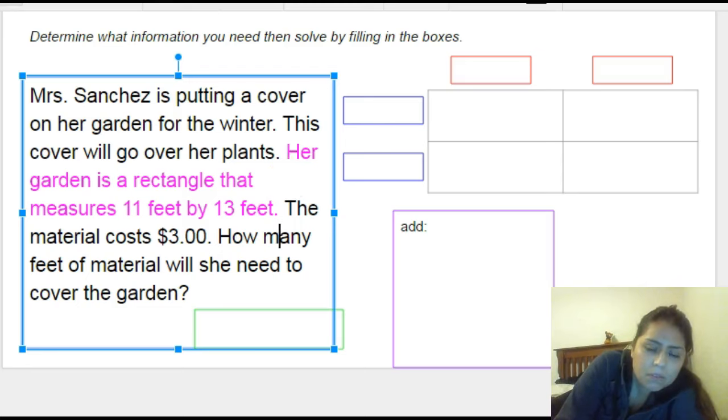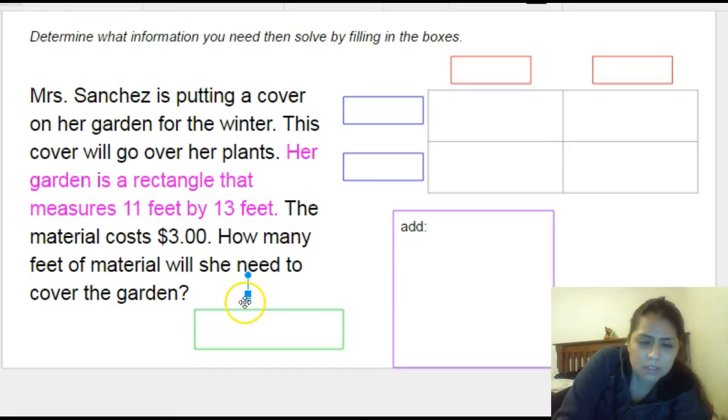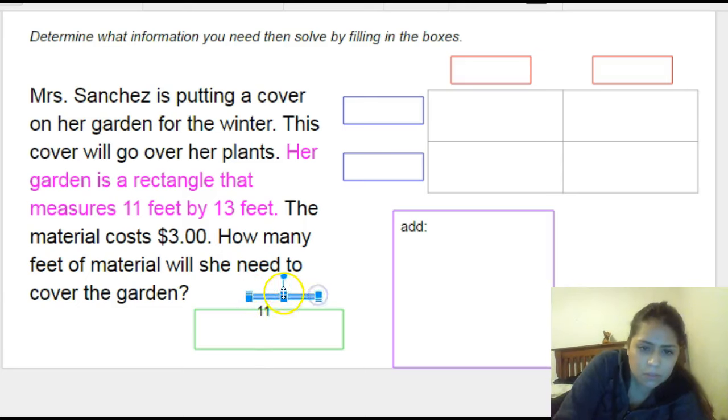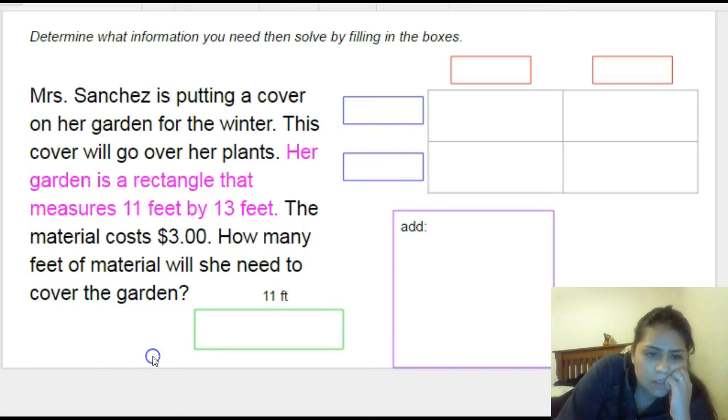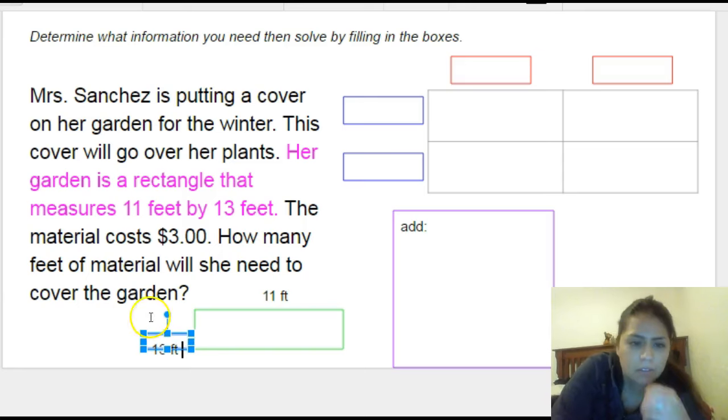When I fill that in with my text boxes here, 11 feet. Having some trouble with my computer. And it measures 11 feet by 13 feet. So that's just what I've read from the problem.